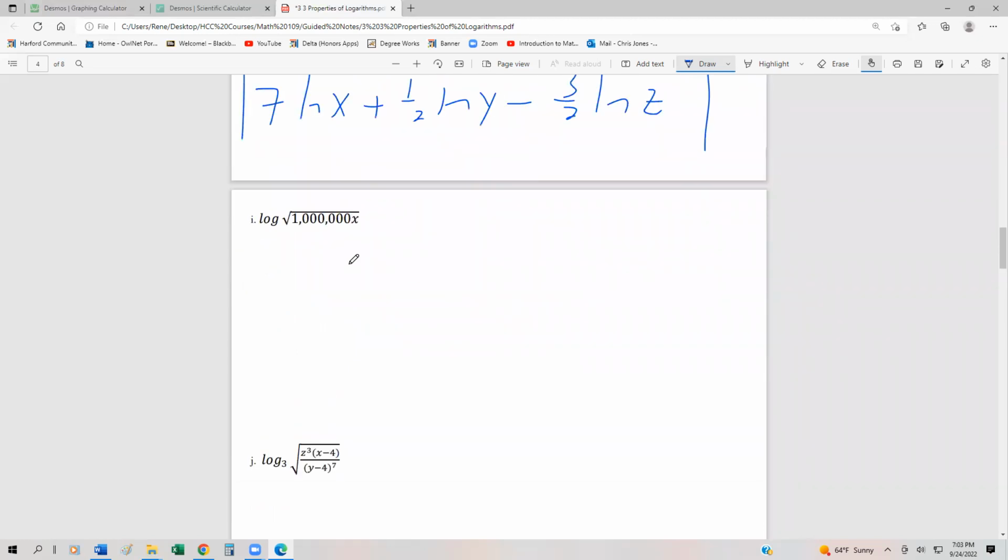Another example, we have log of the square root of 1,000,000x. The way we want to write this is first to raise those both to the 1/2 power. So we can write this as log of quantity 1,000,000x quantity to the 1/2. Then we could move the 1/2 in front immediately, or we could break this up into two logarithmic statements, but I think we should just put the 1/2 in front.